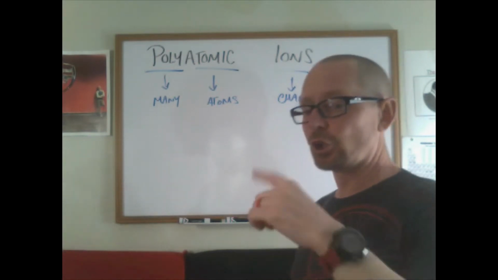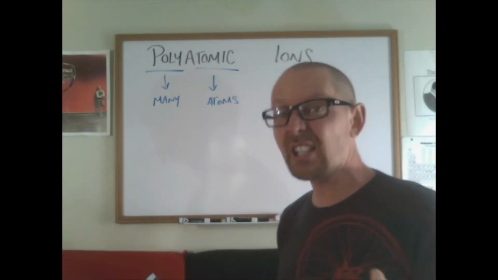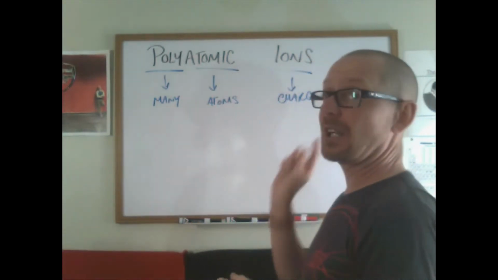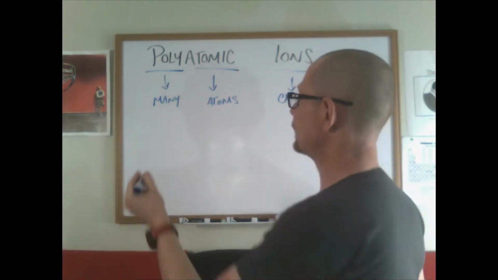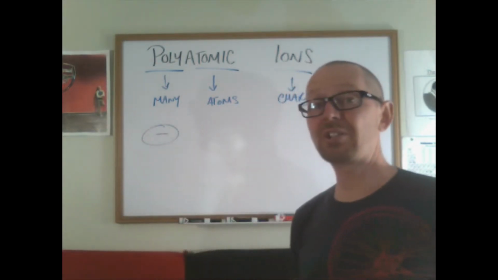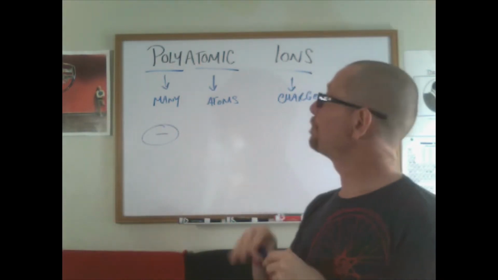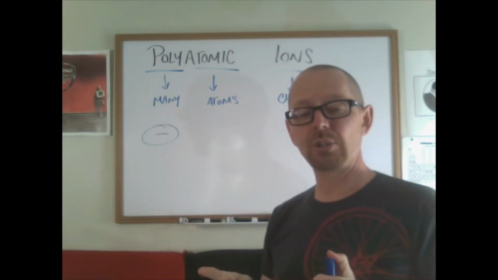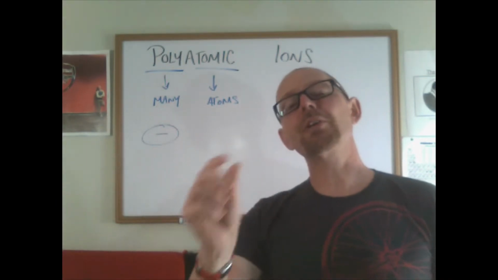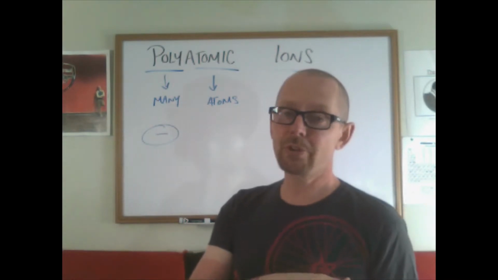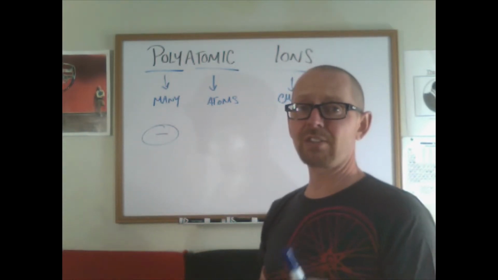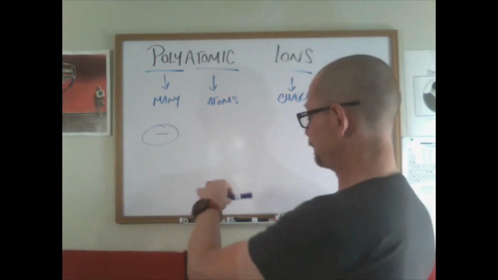Now, the good news is that the vast majority of polyatomic ions are anions. That means that they're negatively charged. There are only a few polyatomic cations. They're very important, but there are only a small number of them. Anyway, let's go into how we name them and then understand what it means in terms of their structure.